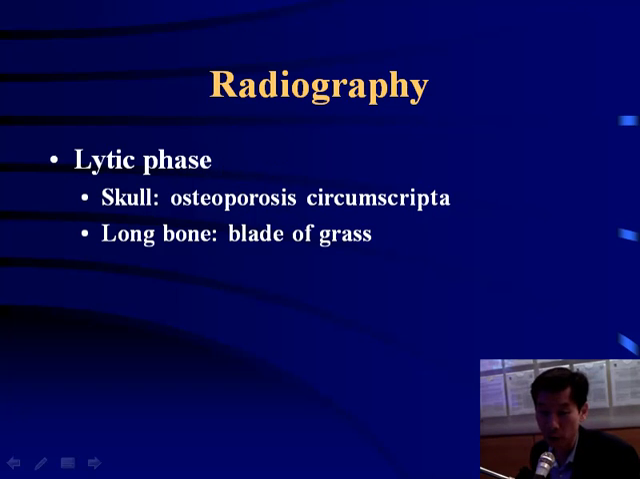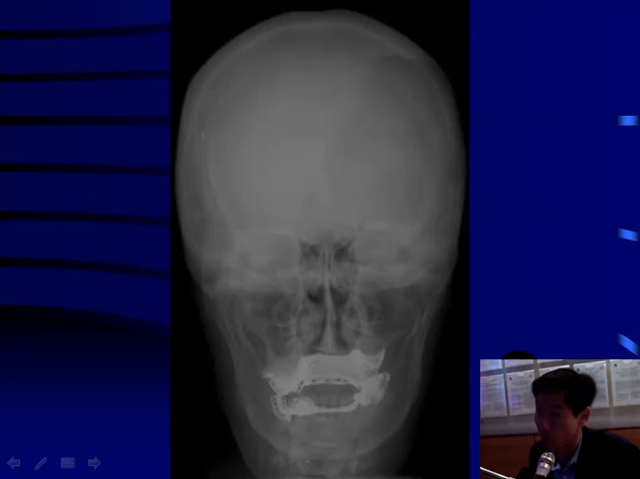So the radiography, the X-ray appearance, really follows the pathology that we just saw, depending on which phase we're dealing with. In the lytic phase, in the skull, we will have the bone going away, the so-called osteoporosis circumscripta. In the long bones, the disappearance of the bone is a feature called the blade of grass. And let's see an example of each.